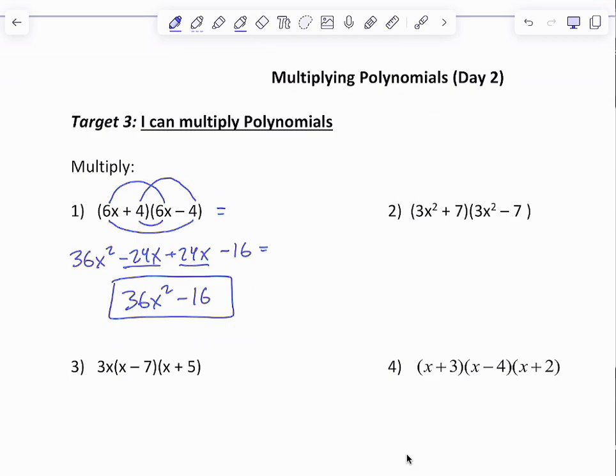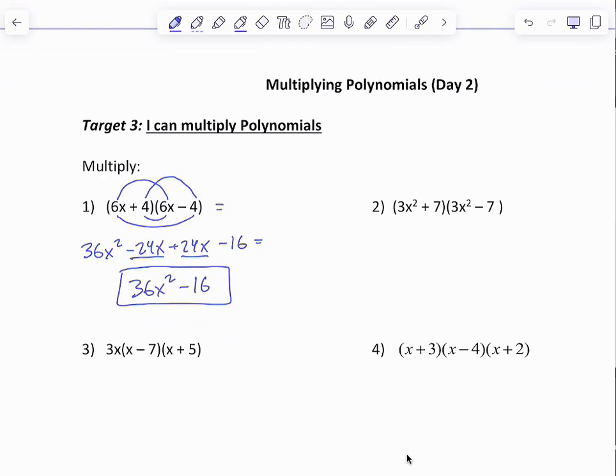So 2 is similar because it's got the same terms except for one has a plus and one has a minus. But we do have an x squared there. So again, this would be a FOIL problem. First, outside, inside, last. If you think you know what you're doing, you can go ahead of me. Don't go too far ahead, but you'd multiply these. Now the 3 times 3 is 9.